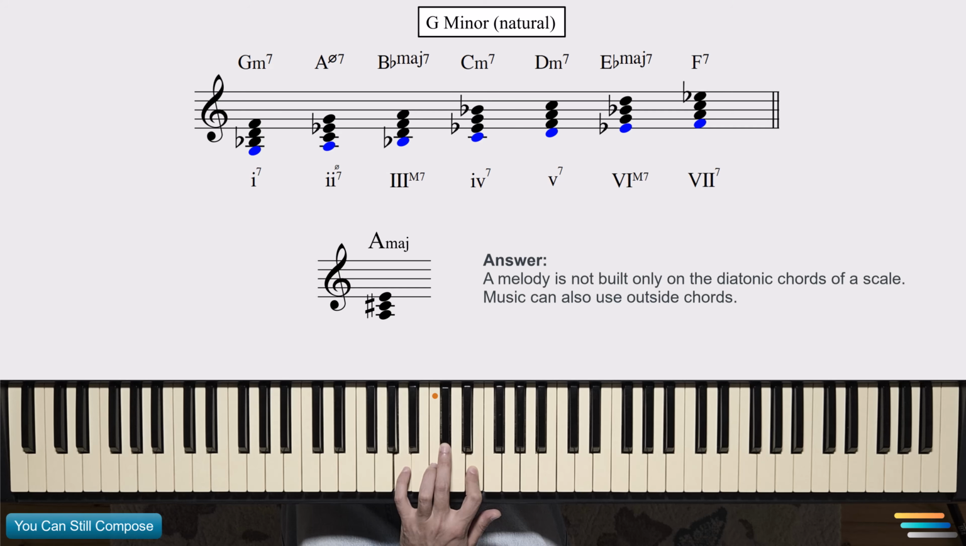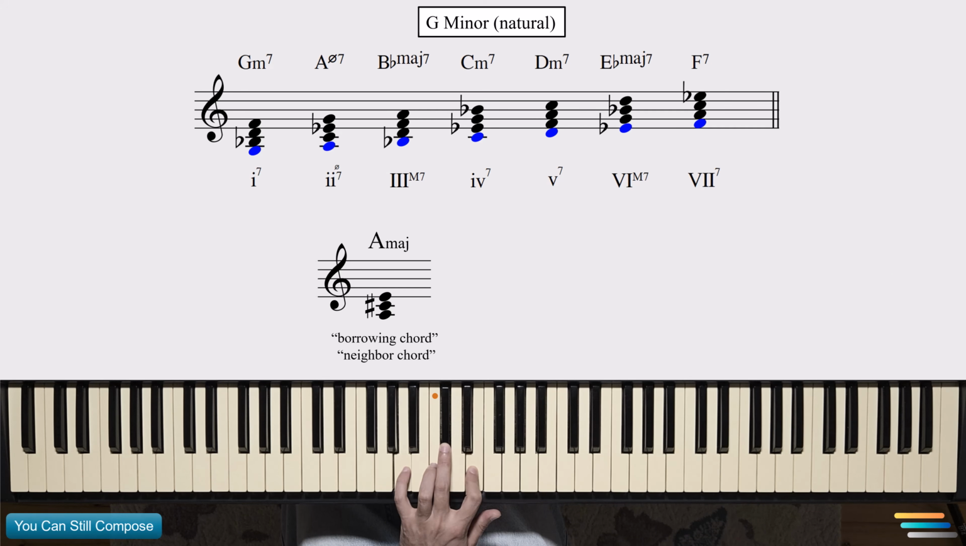A melody is not built only on the diatonic chords of a scale. Music can also use outside chords. We may call them borrowed chords or neighbor chords. This particular chord is A major, and functionally we know it as a secondary dominant.